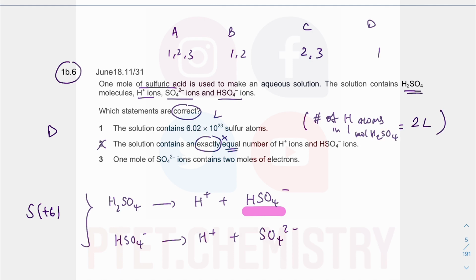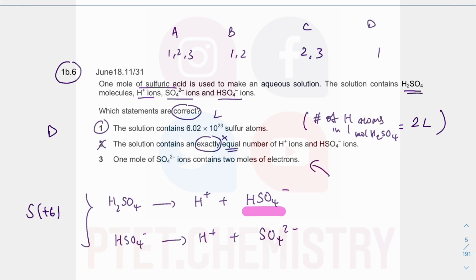Similarly, for oxygen, it will be 4 times Avogadro constant, it will be 4L, because in 1 molecule of it, you have 4 of it. In 1 mole of this, you have 4 moles of oxygen atoms, and so on and so forth. Okay, 1 mole of SO4 2- ions contain 2 mole of electrons. So we know that is already incorrect based on 2 being incorrect. So number 3 must be wrong.